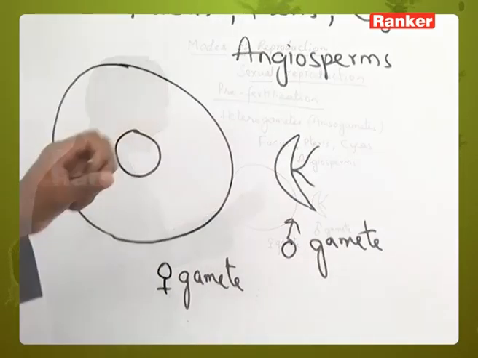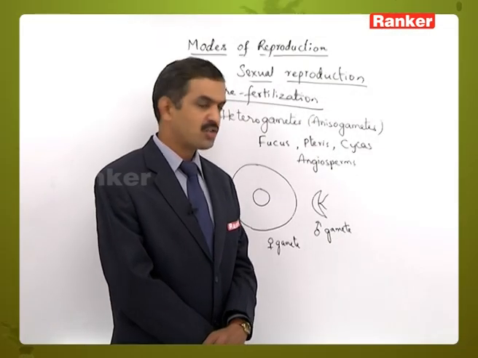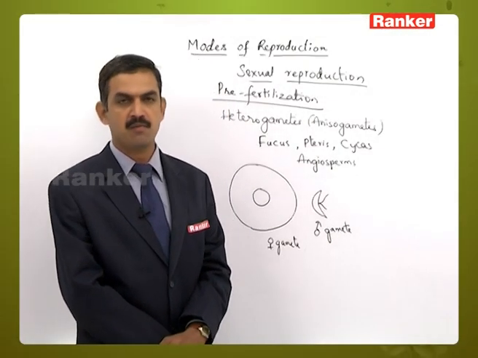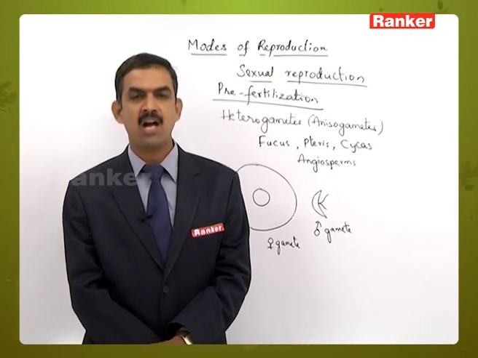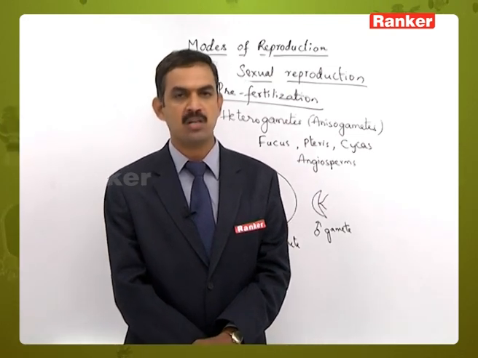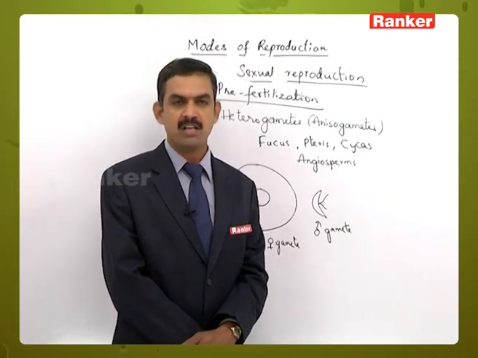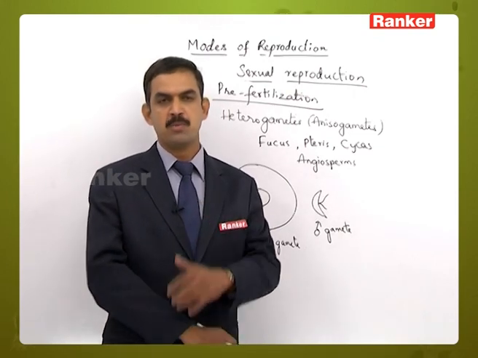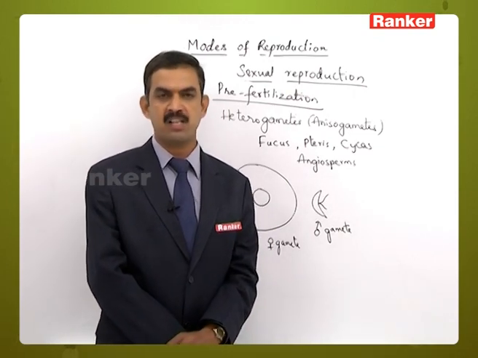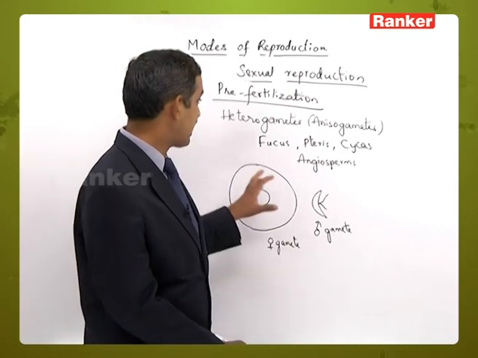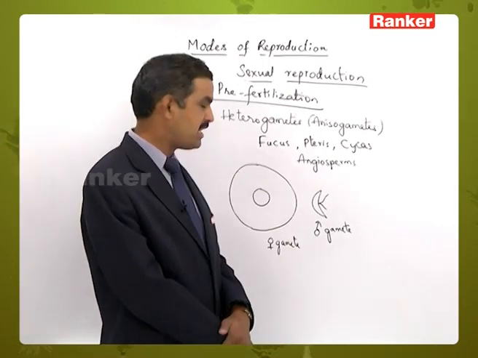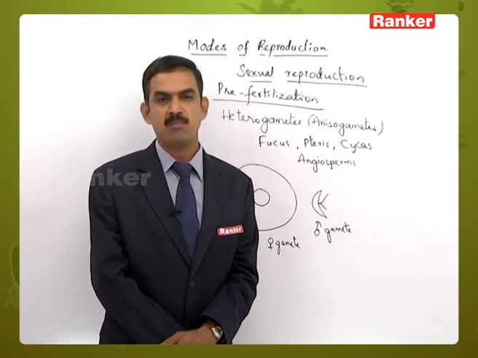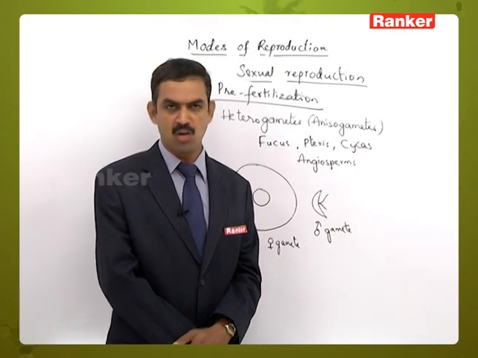These motile male gametes, which are structurally different from the female gametes or female egg cell, have locomotory structures, either flagella or cilia. They will swim in the water and reach the female reproductive structures to participate in the fertilization process. So this type of heterogametic condition can be seen in lower plants, where the male gametes are motile and the female gametes are non-motile.